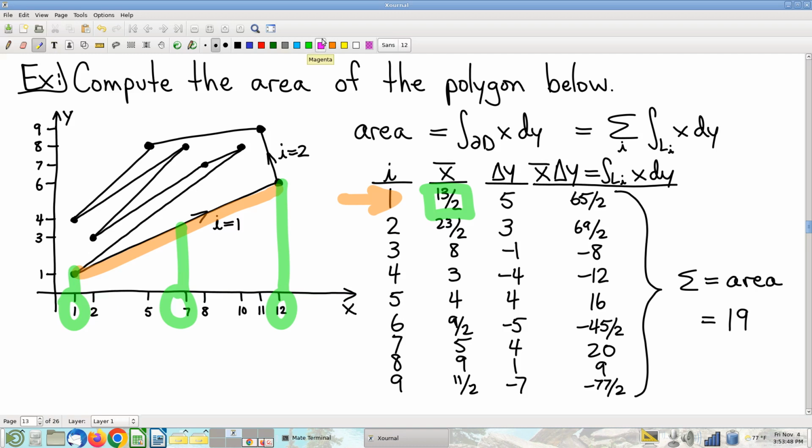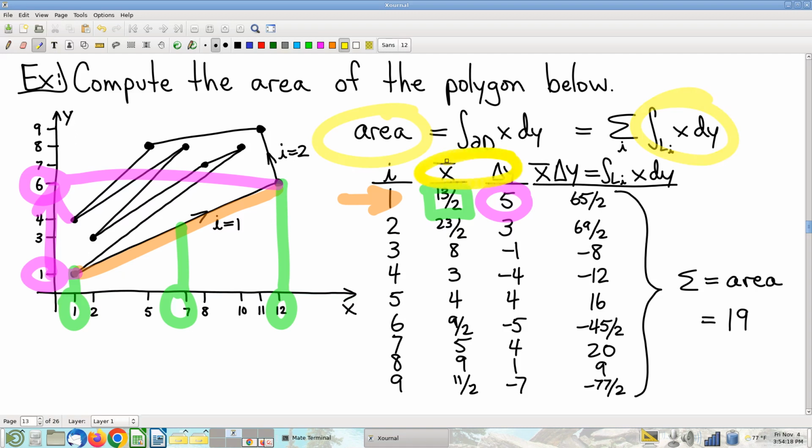What is the change in y? Well, y starts at 1 and ends at 6. So y changed by 5. Right? So average value of x times change in y. And then I can compute the way that contributes to my area. Right? Area is the sum of these line integrals, any one of which is just x bar delta y, and so that contributes 65 halves, apparently, to the area.